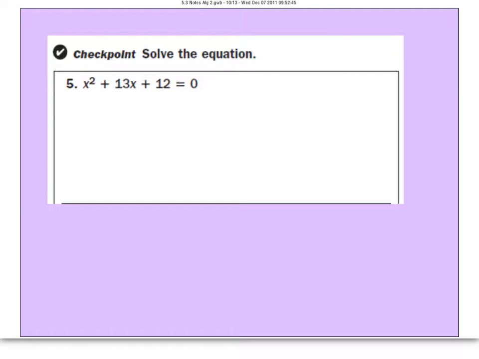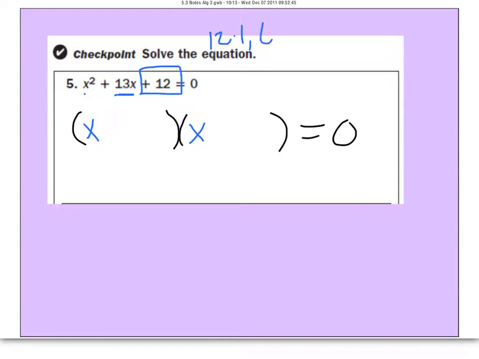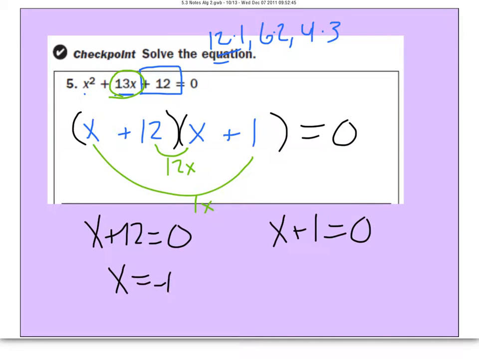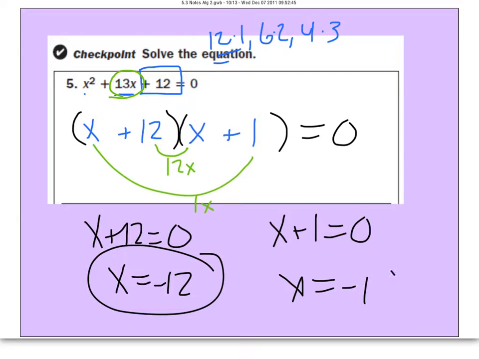Let's do some more practice. This one's already in standard format, which is great, so I can just break it into two binomials. Again, the x squared is first, so it goes x and x. Be creative here. Numbers that multiply to 12 such that they will add to 13. We're talking 12 and 1, 6 and 2, 4 and 3. It looks like it'll be plus 12, plus 1. Double check. It's 12x, it's 1x, which gives us the 13x when you add them. Break it off. Set each factor equal to 0. This will give us a negative 12. This will get us a negative 1.